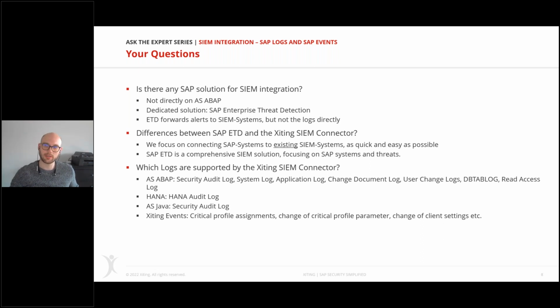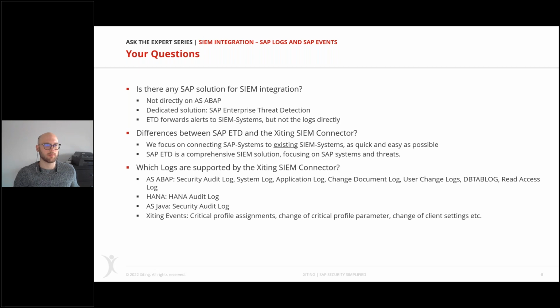SAP Enterprise Threat Detection collects your log data from your SAP system and evaluates this data. So it's a SIEM system itself. What it can do for you is that it forwards alerts to SIEM systems, but it doesn't forward the logs directly to your SIEM system.